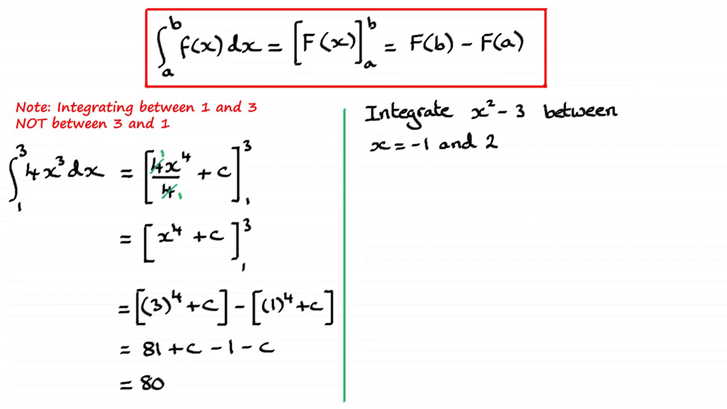This one. Integrate x squared minus 3 between x equals minus 1 and 2. So I'll give you a few moments just to pause the video. When you come back, as usual, we'll run through the question. I'll take you slowly through. You might want to fast forward just to check your answer.